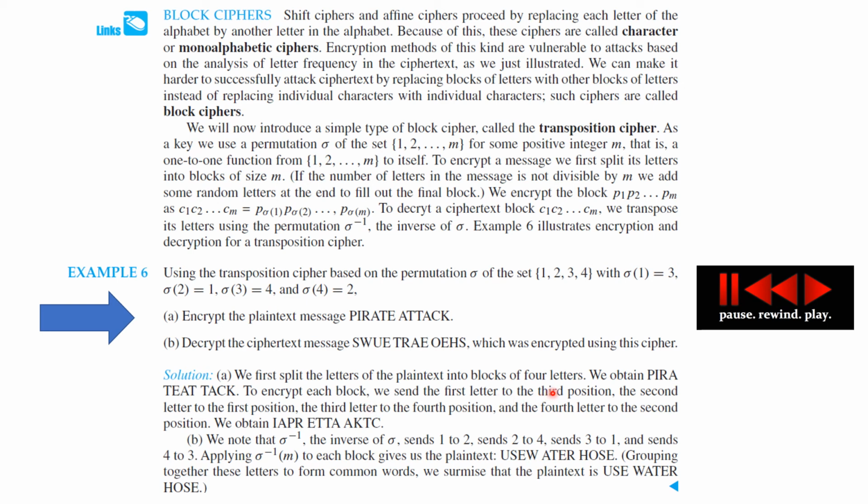Okay, first you split the text into blocks of 4 letters each. This is the encryption: the blocks of 4 letters, and that's pirate attack. Then we send the first letter to the 3rd position, the 2nd to the 1st, and so on. When you encrypt it, you get this as the block encryption. Now in part B, we're using the same thing, so the inverse goes backwards. It sends 1 to 2, 2 to 4, 3 to 1, and 4 to 3. We apply that to these, and we get the plaintext: "use water hose."